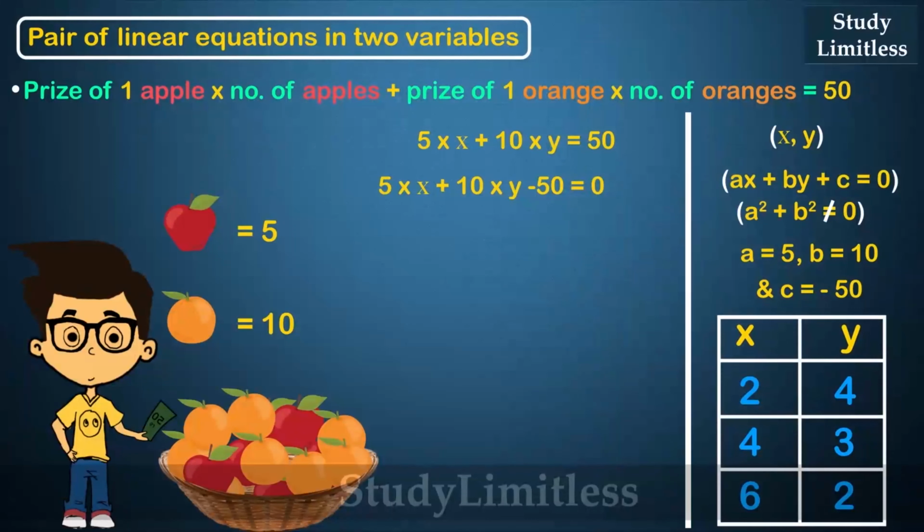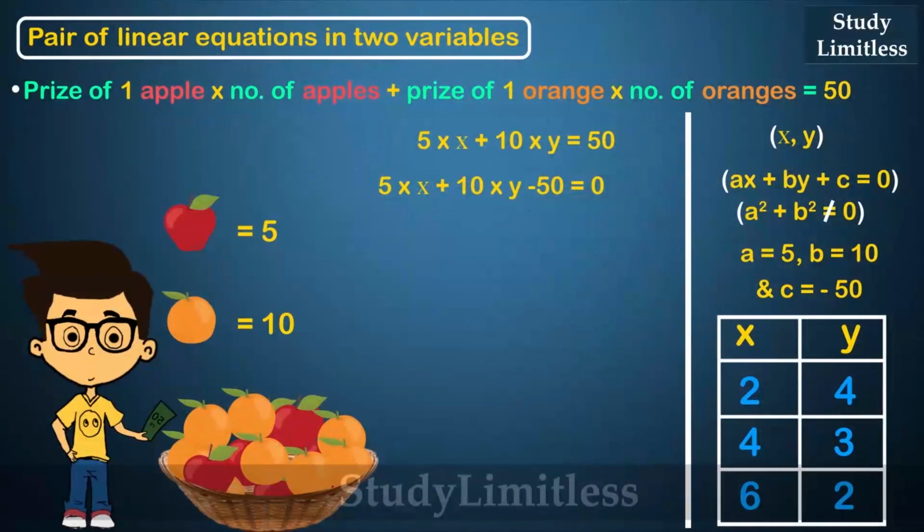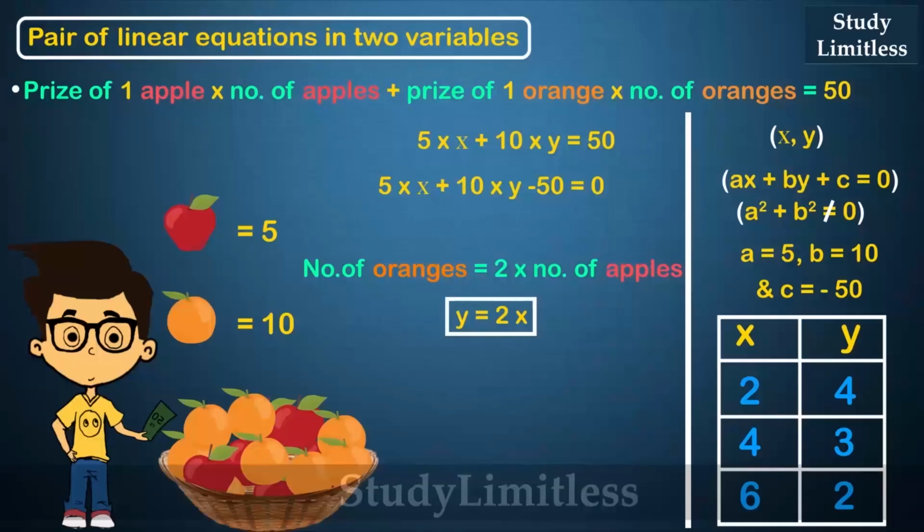But then I am a little bit confused whether to buy 2 apples and 4 oranges, or 4 apples and 3 oranges, or 6 apples and 2 oranges. So I thought that I love oranges more, so let me buy more oranges. I decided to buy twice the number of oranges as apples. Number of oranges is equal to 2 into number of apples, or we could represent this as y is equal to 2x, right guys?